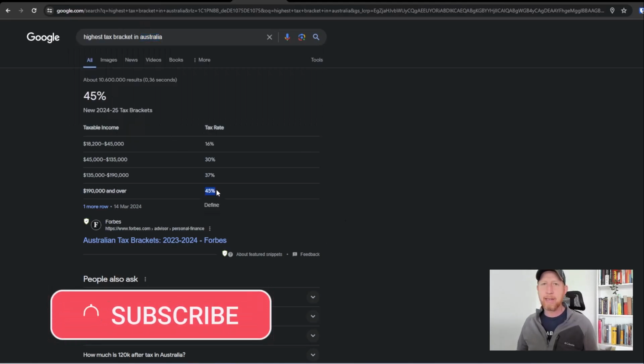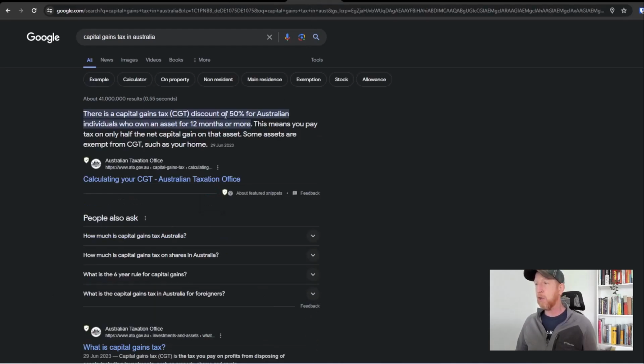Same thing in Australia. 45% is the max amount in Australia. Capital gains in Australia, you actually get a 50% discount. So, if I'm understanding it correctly, only 50% of your capital gains is counted as taxable, but that's only if you own an asset for 12 months or more, which is not going to be the case in binary options because you're going to be in it for 60 seconds or 5 minutes or 15 minutes, whatever your expiry is there.